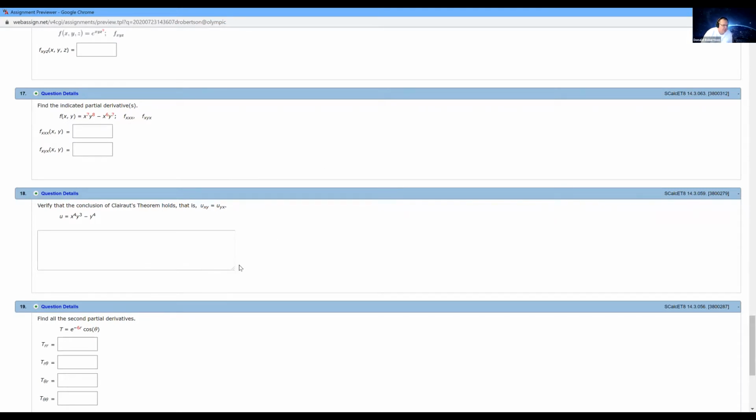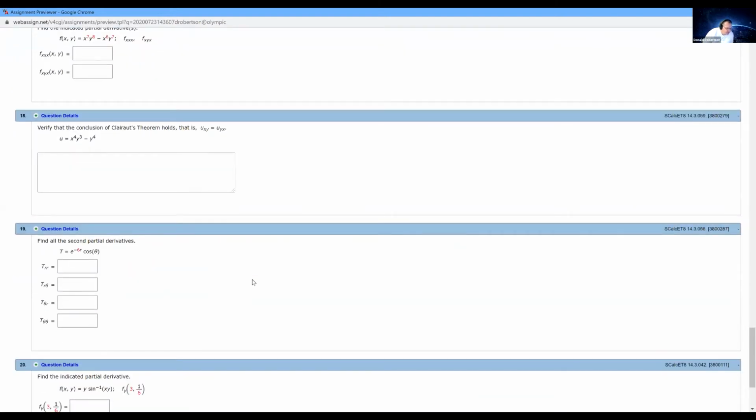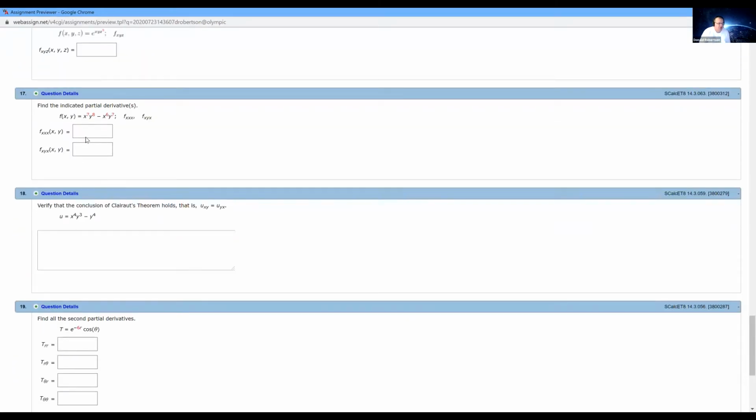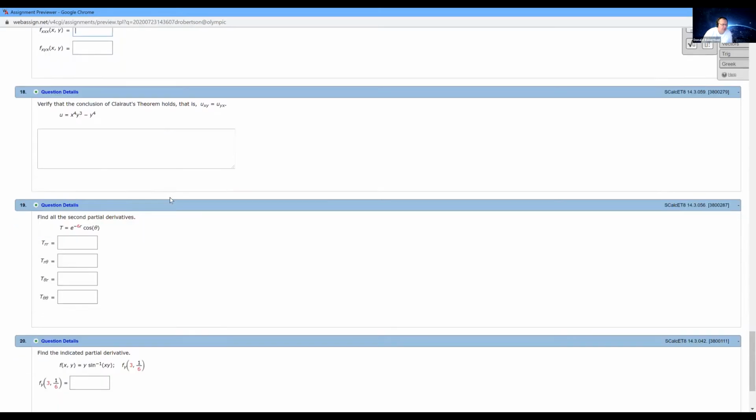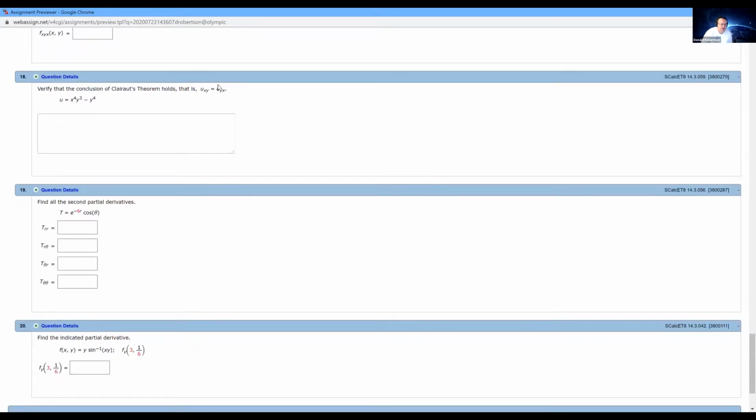I'm looking at some questions to see if I have any real issues here, and I'm not seeing any. Would you agree that 17 is just a matter of finding some partial derivatives? There's nothing major here. Just power rules, nothing to see here. Do you see Clairaut's theorem? Right, boom, boom. Now it says here, there are very few questions like this, but there isn't a box where you normally put your answer.